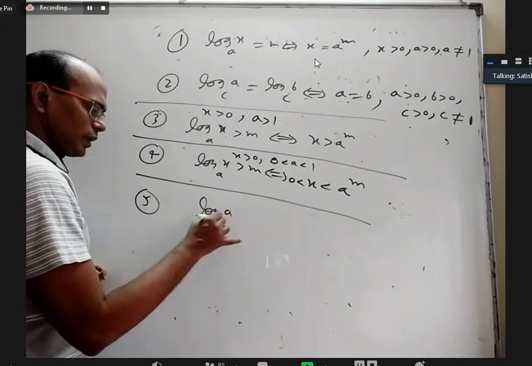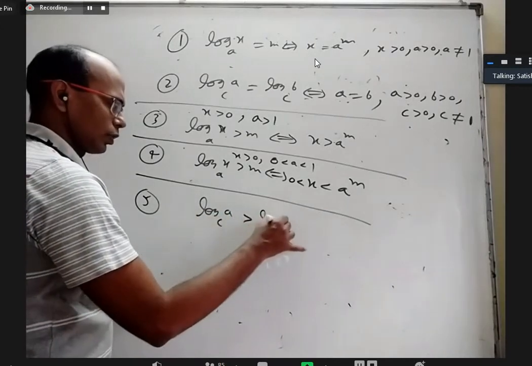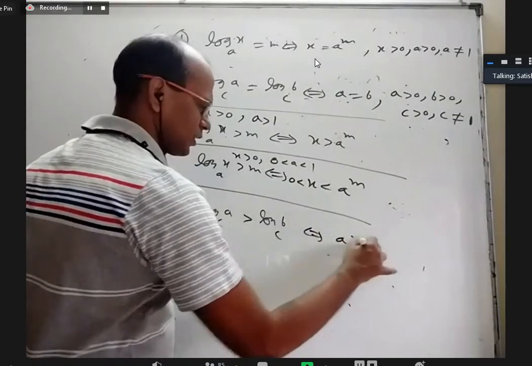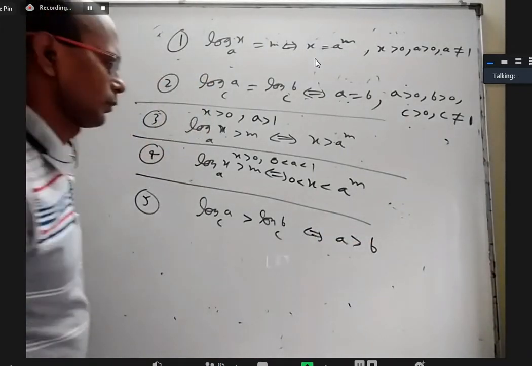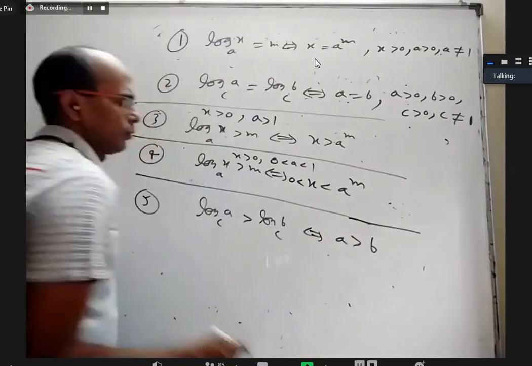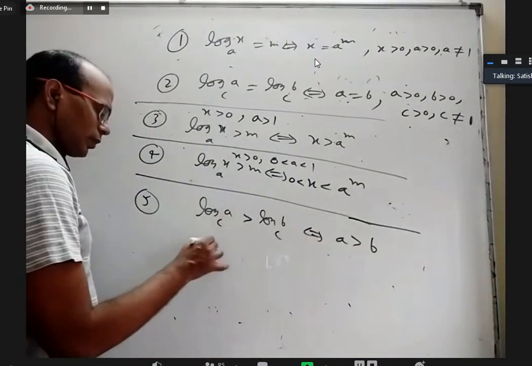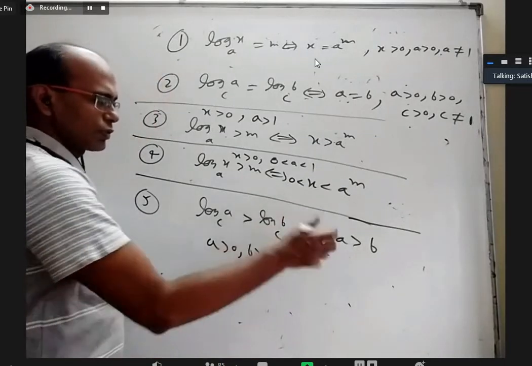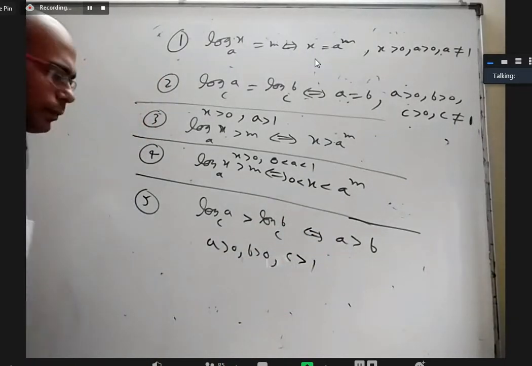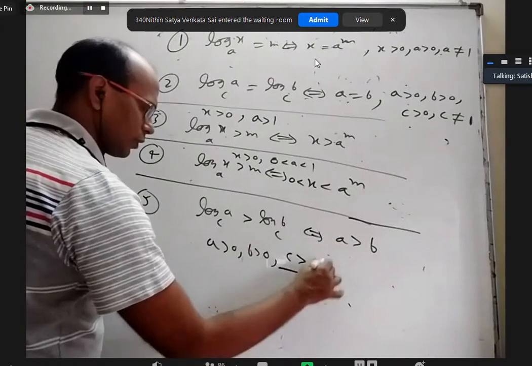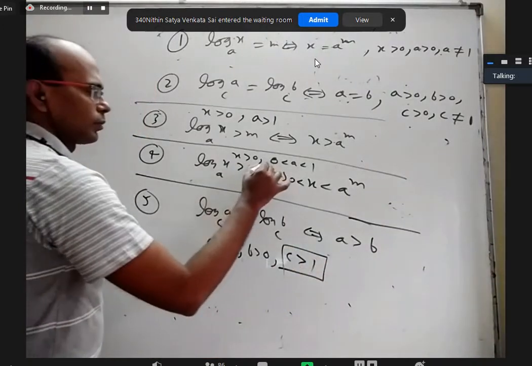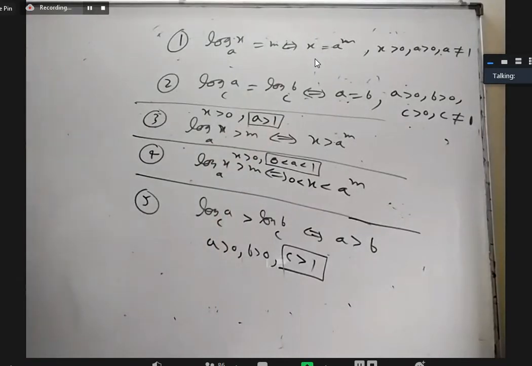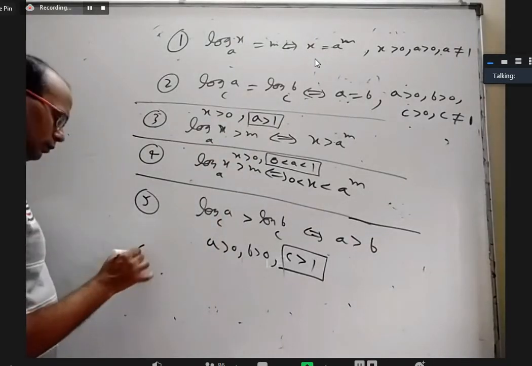Log a base c is greater than log b base c, double implies a greater than b. But if you want same inequality, obviously a should be positive, b should be positive, c should be positive, not just positive, it should be more than 1. This is a main important point here. Here also mainly a is between 0 to 1. Here a is greater than 1.